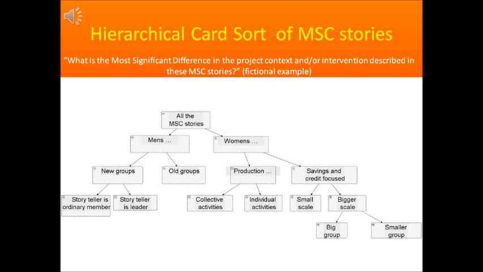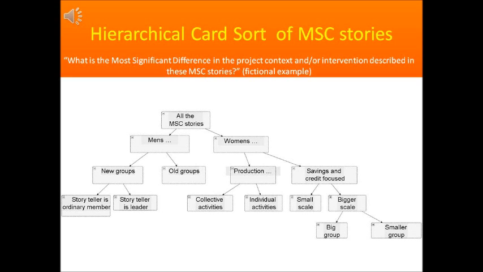Here is an example of the results of our hierarchical card sorting of a set of most significant change stories. It's a fictional example. The card sorting process starts off with all the stories put in one big group, and that's the group at the top called all the MSC stories. Participants are then asked to split all those stories into 2 groups according to what they think is the most significant difference in the context or the intervention that might make a difference to the outcomes in those stories. And in this case, they've separated them into 2 groups, stories concerning men and stories concerning women.